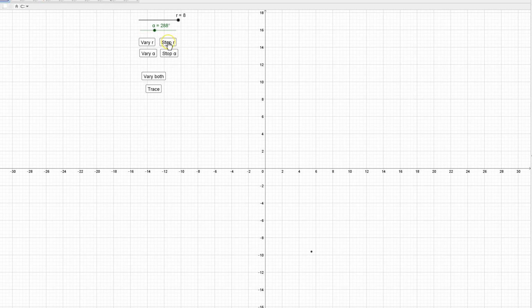and now I'll stop varying r and I'll just vary the value of alpha. So r is set at 8, I'll vary the value of alpha, and we can see there we get our circle. Center, as we said before, whatever it was, not at 0, 0 anyhow, and radius is set at 8.